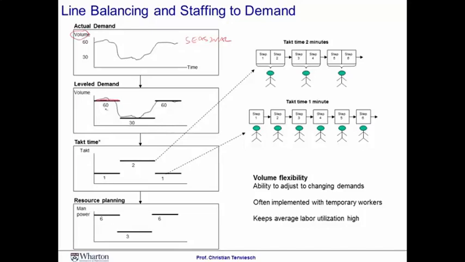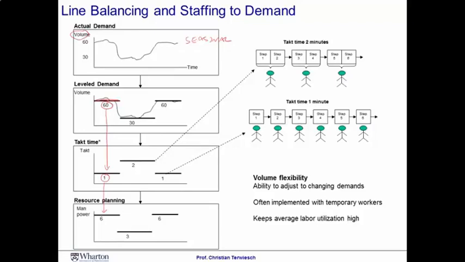Once you have a level demand, you translate that into a takt time. Remember, more demand means a shorter takt time. Finally, you take this takt time and you translate this into a manpower calculation. This is done based on the target manpower calculation that we reviewed earlier on.